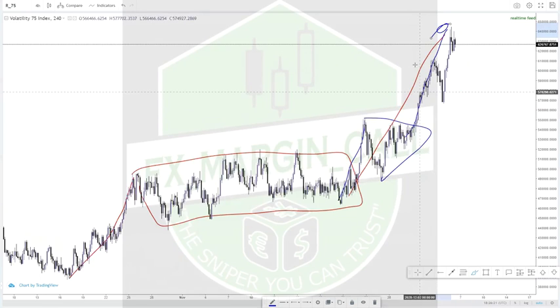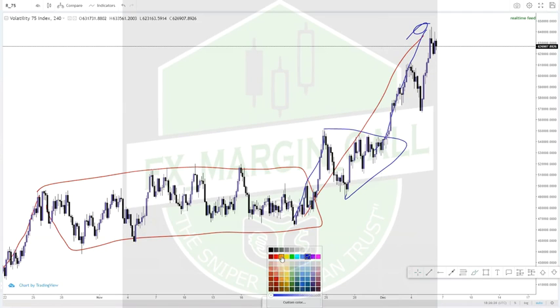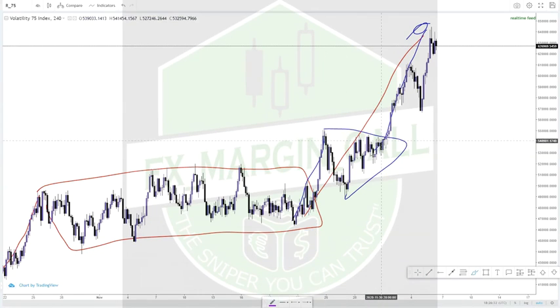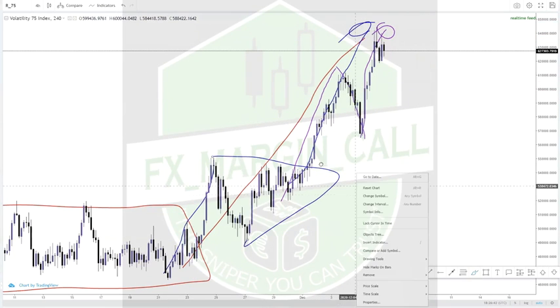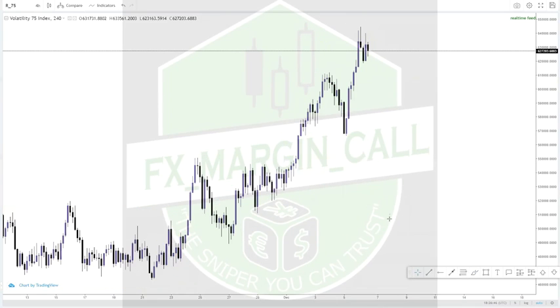So within this last leg of the impulsive phase, what did we have again? We had the impulse, the correction. We're currently trading within the last leg of the impulsive phase. So this is the micro one. So the question now arises, is this leg completed? Let's do this. Remove all drawing.